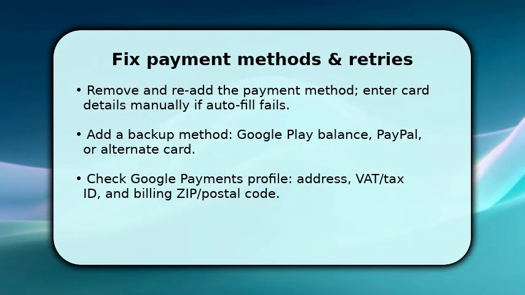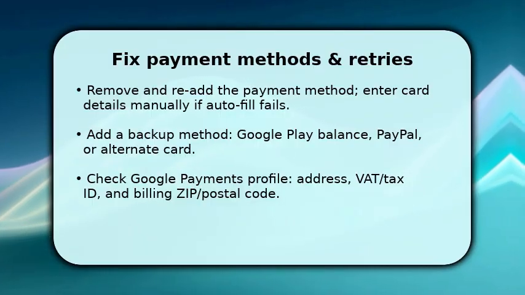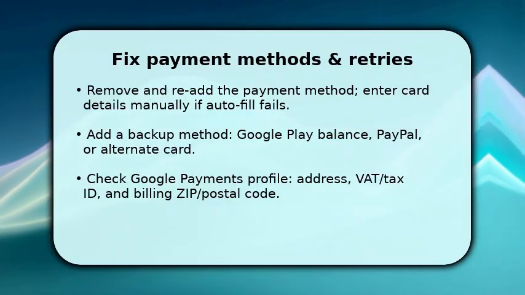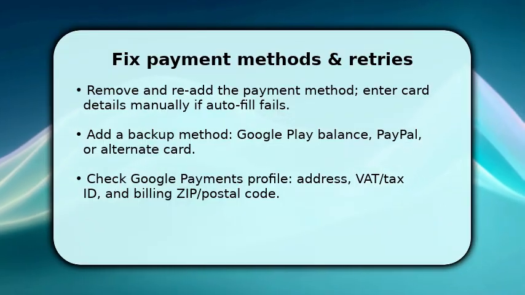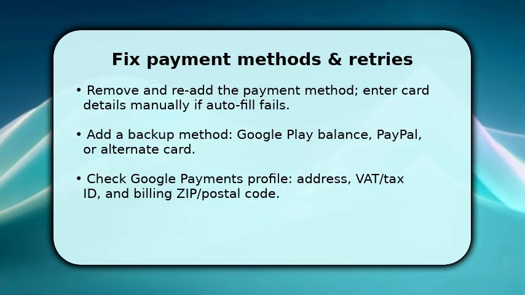Now you act on the payment methods themselves to resolve verification errors. Remove the problematic card, then re-add it manually. This forces a fresh token and reveals address mismatches. Add a backup like Google Play Balance or PayPal so a single decline won't block a purchase.